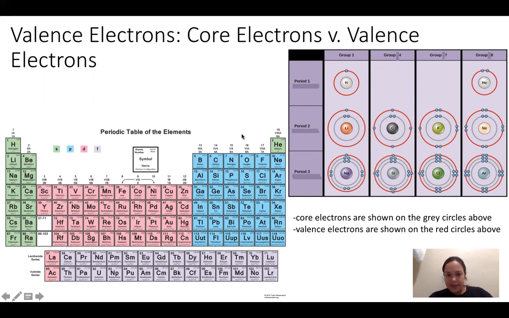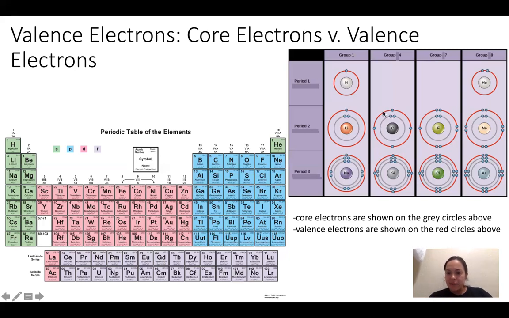Carbon, again, is in the second row, okay? That means it's period 2, meaning 2 shells to hold electrons. And that inner shell can only hold 2 electrons. Carbon has 6 electrons total. So 2 are in the inner shell and the other 4 are in the outer shell, okay?